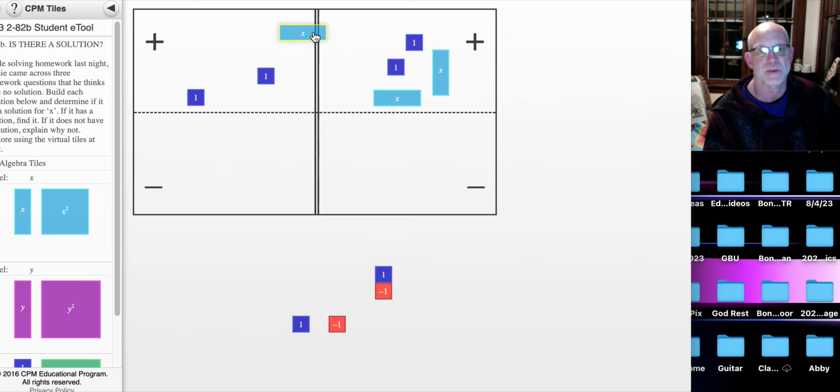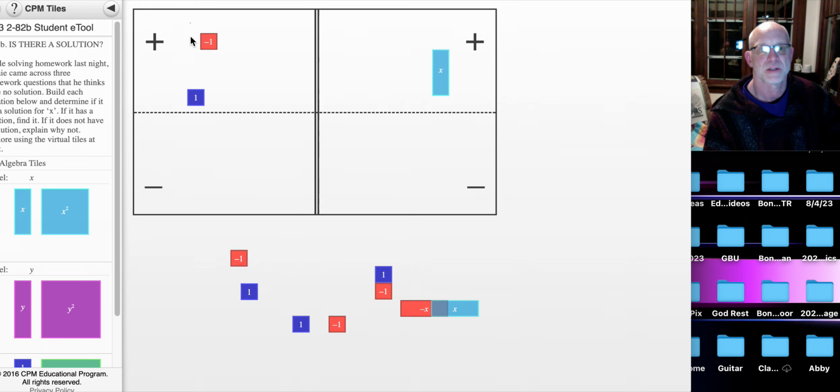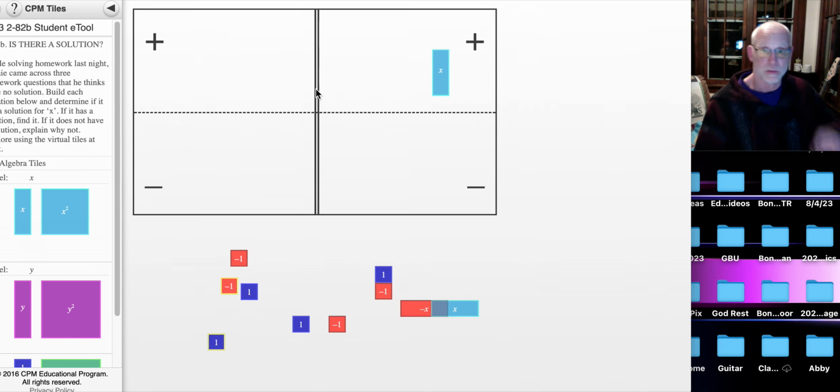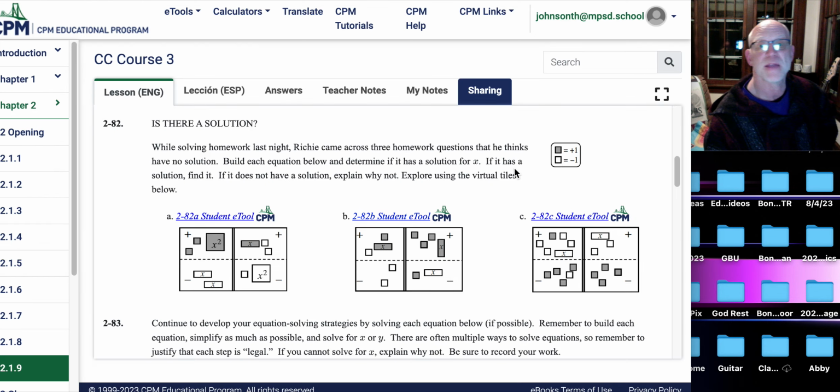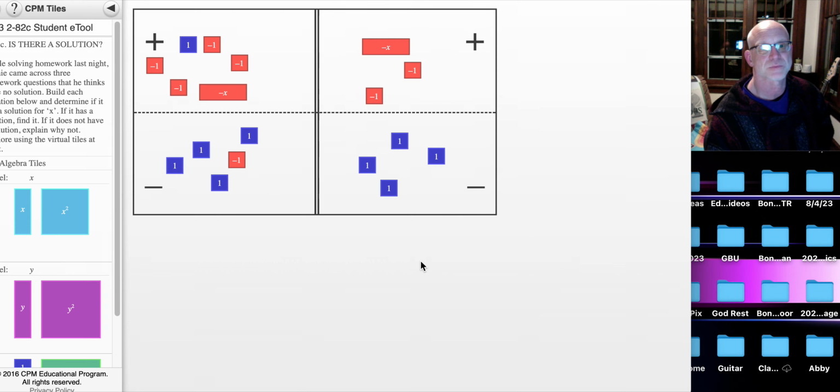So I'm going to bring this one over. I'm going to flip it over here and switch it. That gives us a zero pair. And then I'm going to bring these two over here and switch them. Zero pair, zero pair. And now we have x equals 0. That is number 2. And then the third one looks like this.